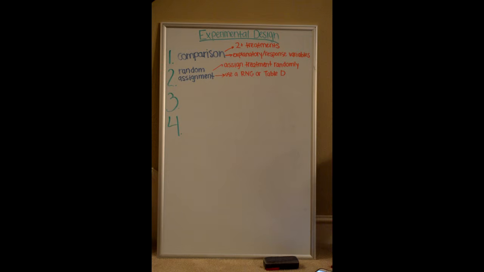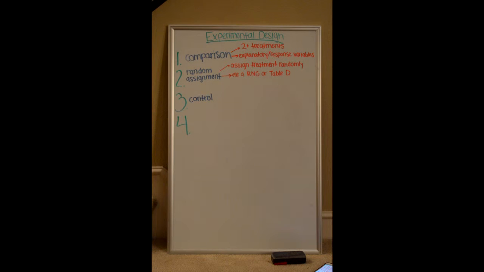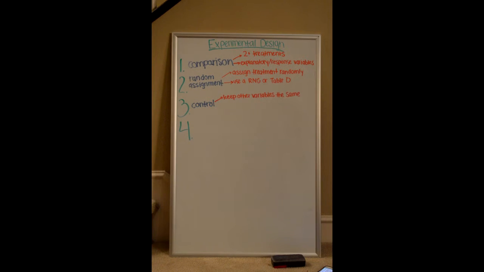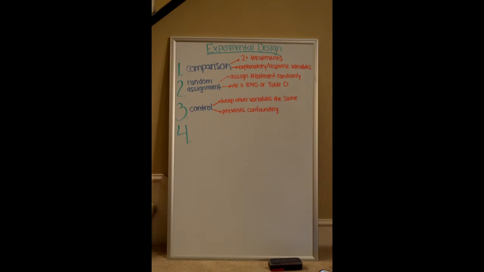The third part of the experimental design is control. It is important to keep other variables the same in your experiment to make sure you are only testing the effects of the explanatory variable on the response variable. When another variable is not controlled and can impact the results of the experiment, it is called a confounding variable.